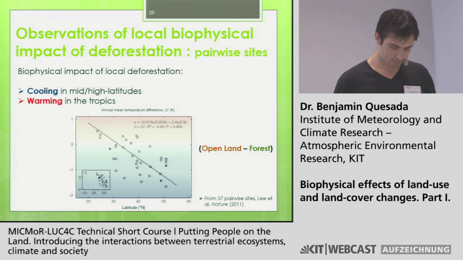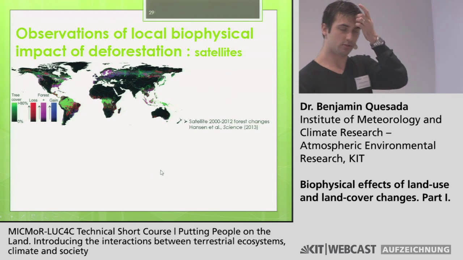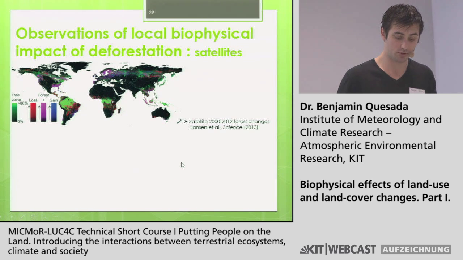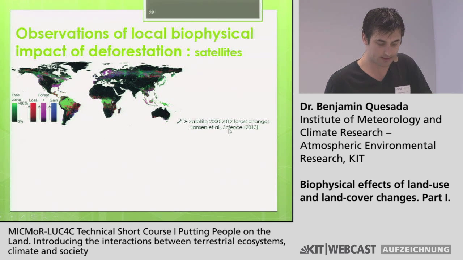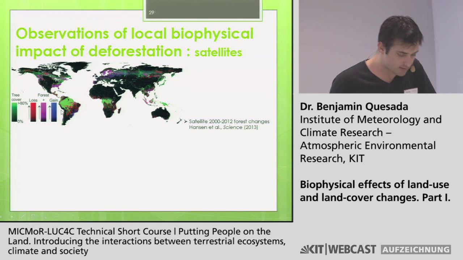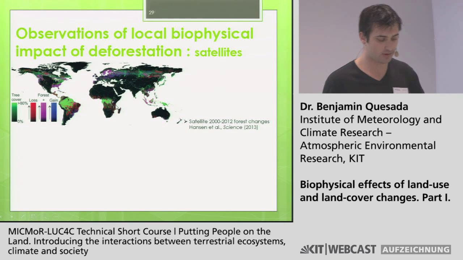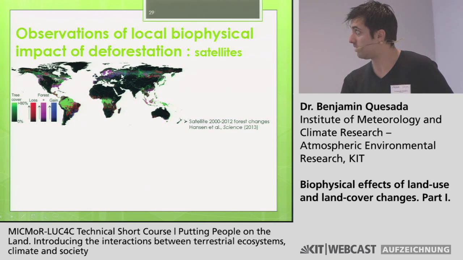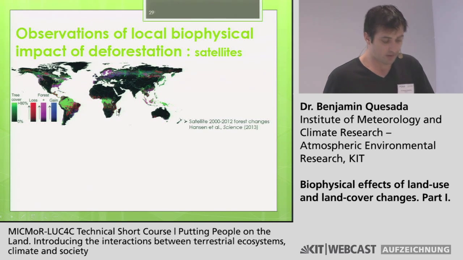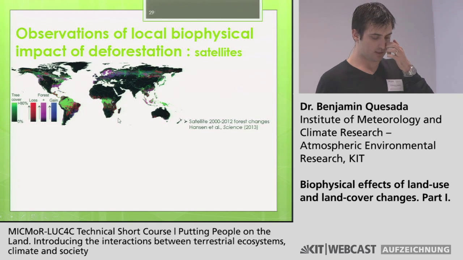And finally, we can generalize this study, not only for pairwise sites but with satellite data, because we have this very interesting product from Hansen et al. in Science 2013, showing the forest changes from 2000 to 2012. We can see, for example, that in tropical areas we seem to have a loss of forest in general from 2000 to 2012, the red spots. And again in some Eastern Europe areas there. So that's very high resolution data. I think it's 30 meters.